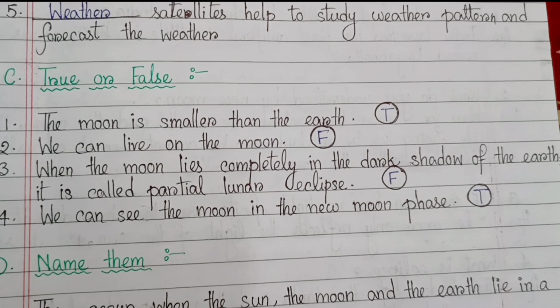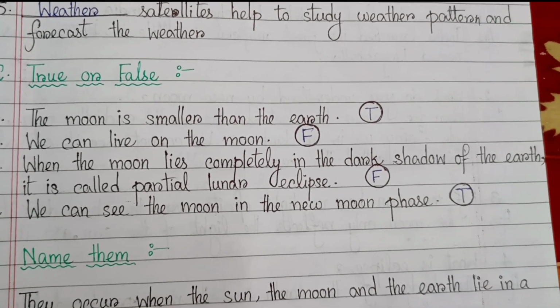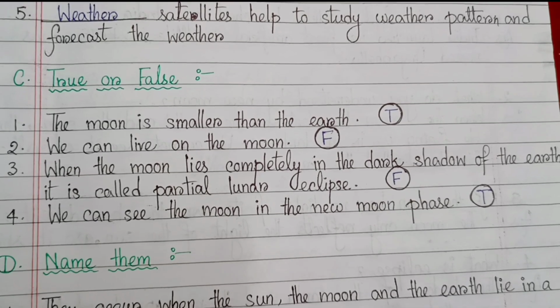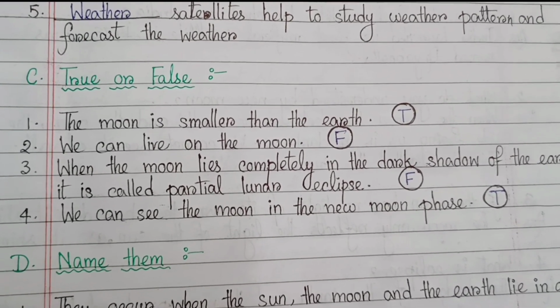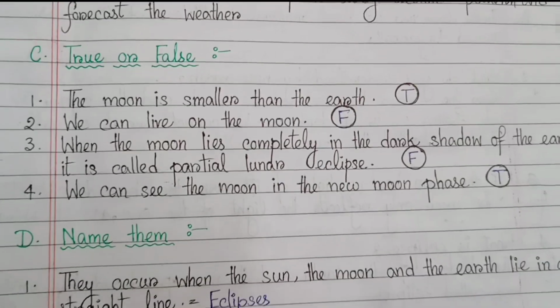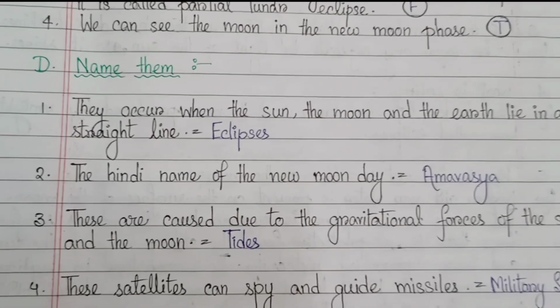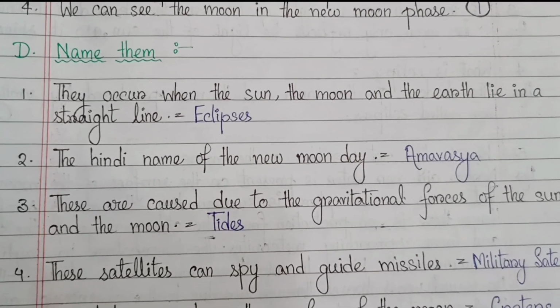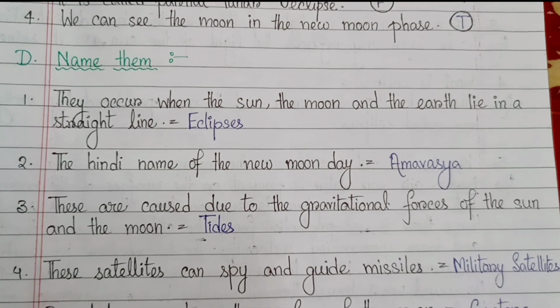False. Number 3, when the moon lies completely in the dark shadow of the earth, it is called partial lunar eclipse. False. Number 4, we can see the moon in the new moon phase. True. Next one, number D, name them. Number 1, they occur when the sun, the moon and the earth lie in a straight line.